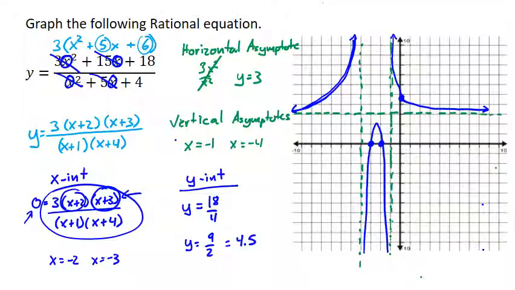Again, we're going to use our calculator to see those pieces, but the main thing is to be able to identify the vertical and the horizontal asymptotes.